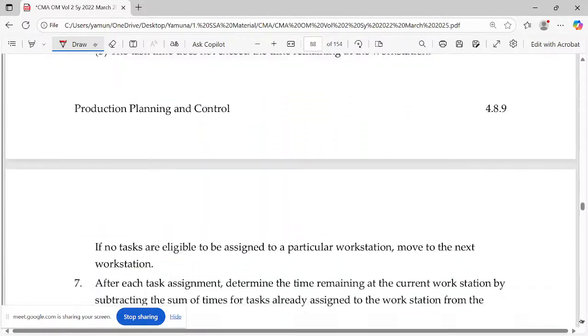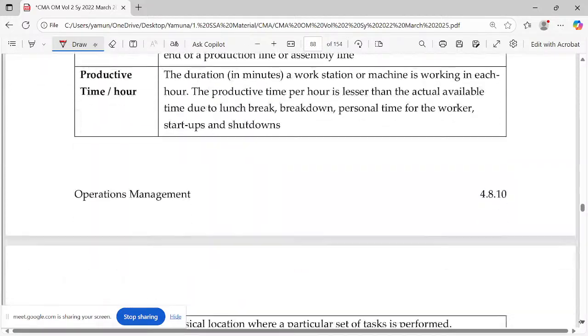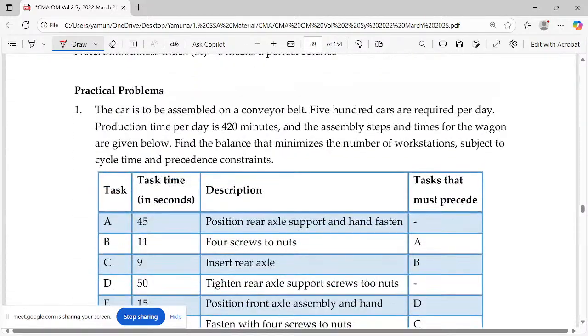When you find it on the page, the very first question, see the practical problem. It's given in order. Task A has to be carried out, then B, C. There is a small hyphen, which means there's no preceding activity, which means A is the very first activity. And likewise, if you go for activity D, it's a dash, which means A and D are the first two activities.